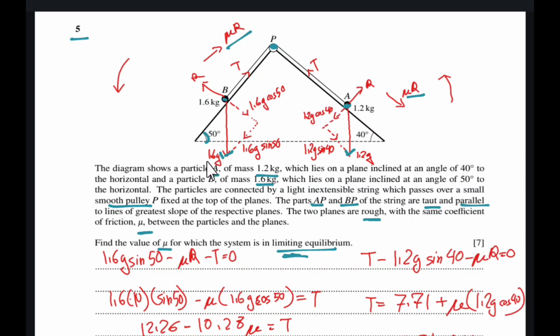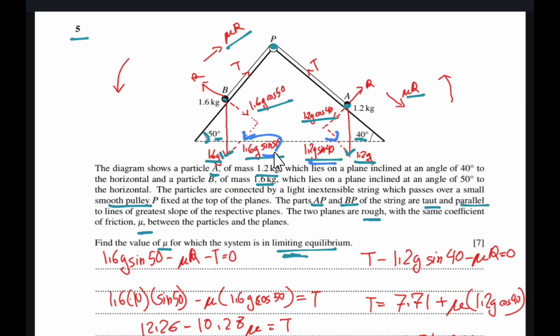We know the weight of B is 1.6g and the weight of A is 1.2g, and they are on inclined planes, so we need to find their components of force. That is 1.6g cos 50, 1.6g sin 50, where the angle is 50, then the angle is 40, so 1.2g cos 40, 1.2g sin 40. If you compare the components of weight that are parallel to the plane, we can see that the value of 1.6g sin 50 is much higher than 1.2g sin 40.